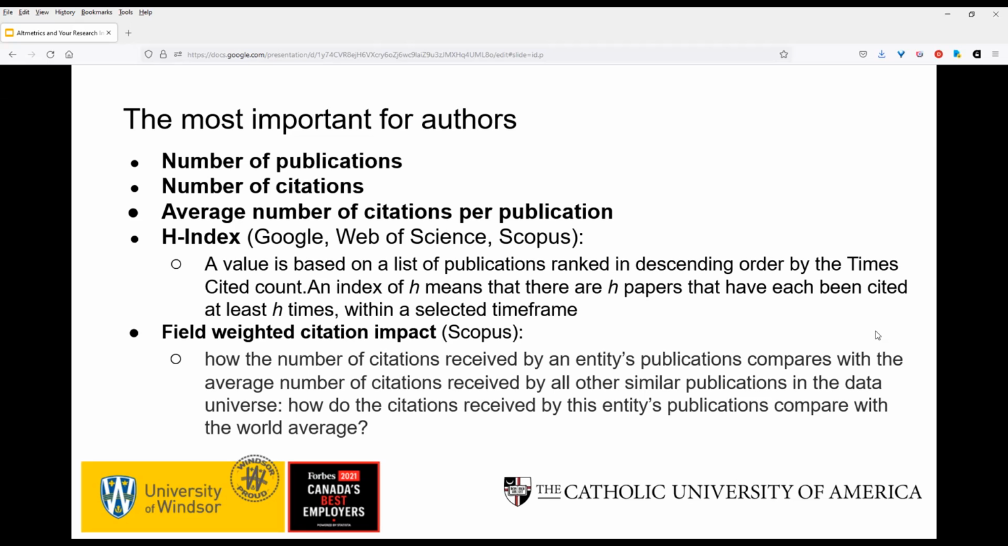So these 5 numbers here really constitute the base things that I think anybody should probably know if they're interested in looking at scholarship performance and assessment. Next.